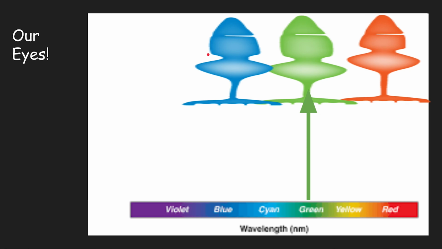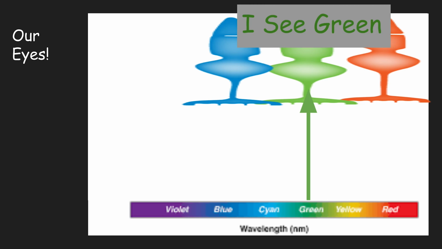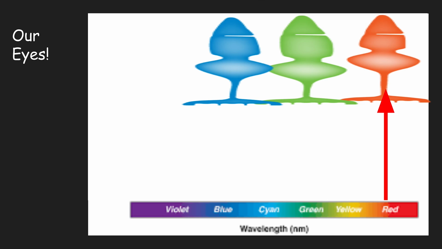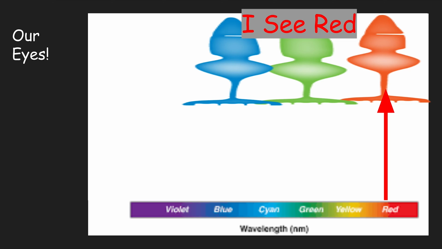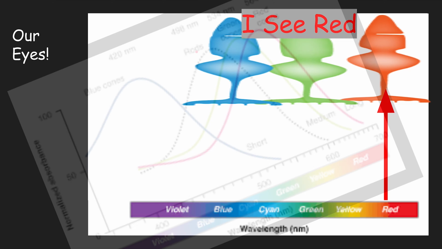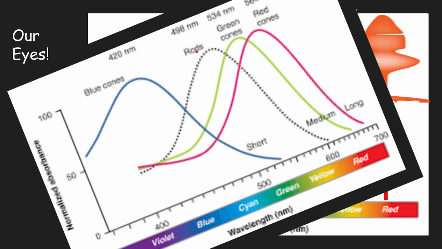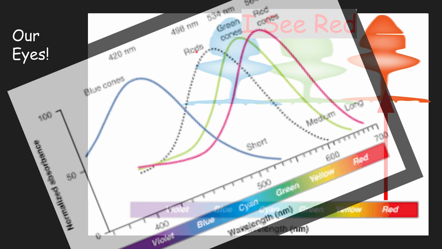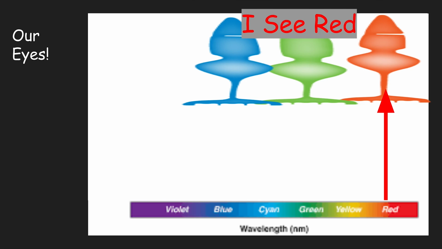If we have green light come in, the green one's triggered, the blue and red ones are not triggered, and our brain says, I see green. And if we have red light come in, it triggers the red cone, but it does not trigger the blue or the green, and it screams to ourselves, I see red. Now, keep in mind, you saw in that first one, there's all these overlaps. It's a little bit more complex than this. I have simplified it for the initial learning of how our eyes see colors.